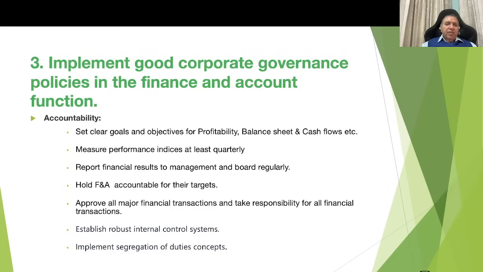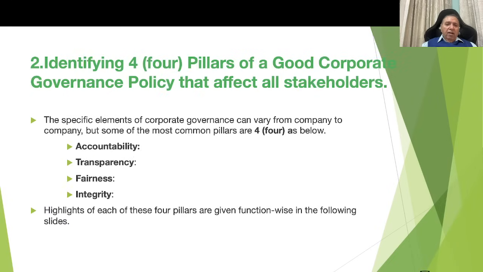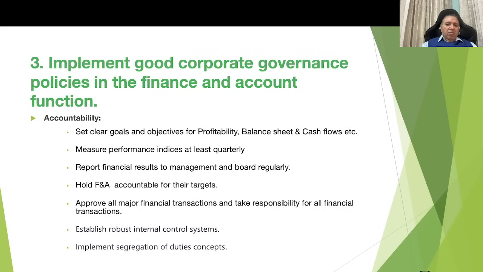Function wise: implementing good corporate governance policies in the finance and accounts function. Starting with accountability, then transparency, then fairness, then integrity. Accountability. Now the corporate finance team must set up clear goals and objectives for profitability, balance sheet and cash flows, etc., measure the performance indices at least quarterly, report financial results to the management and board regularly, hold F&A accountable for all their targets, approve all the major financial transactions and take responsibility for all the financial transactions, establish robust internal controls systems and implement segregation of duties concepts.